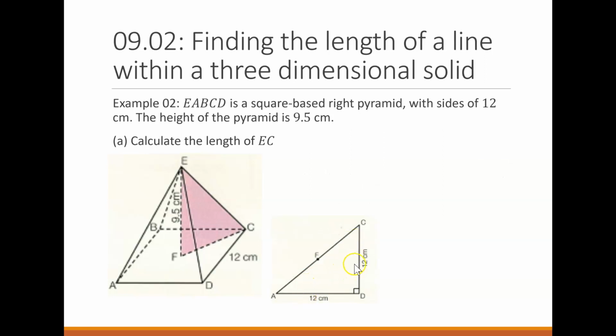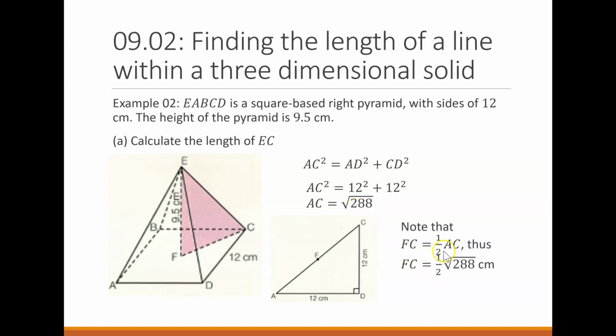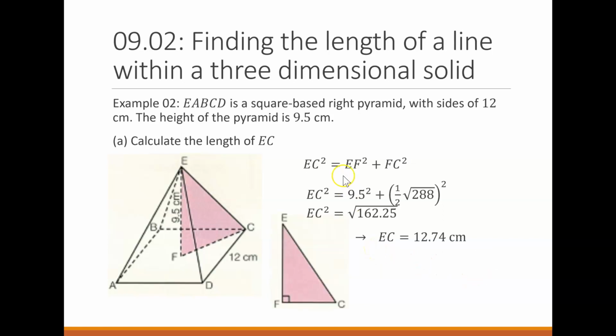So there's my triangle ADC. I can use the Pythagorean theorem to find the side AC, which is just root 288. And then I can observe that FC is half of that. Now that I have FC, I have everything I need to calculate EC. So I can just plug that stuff in. EC squared is EF squared plus FC squared, so I get 12.74 for that.